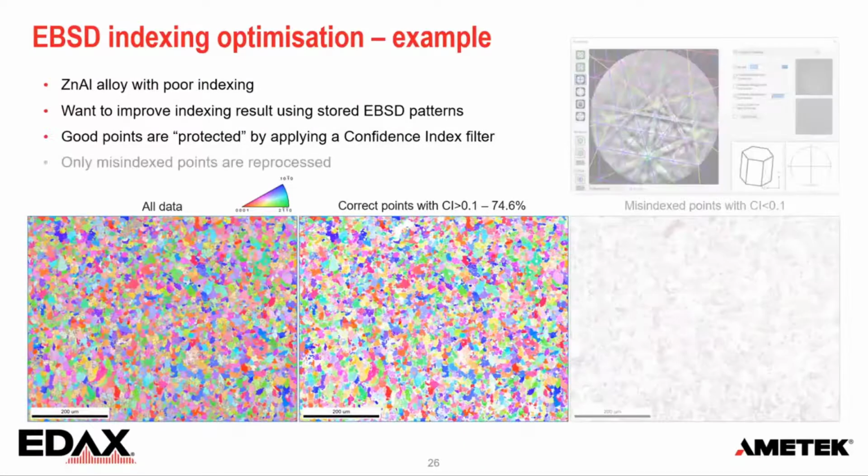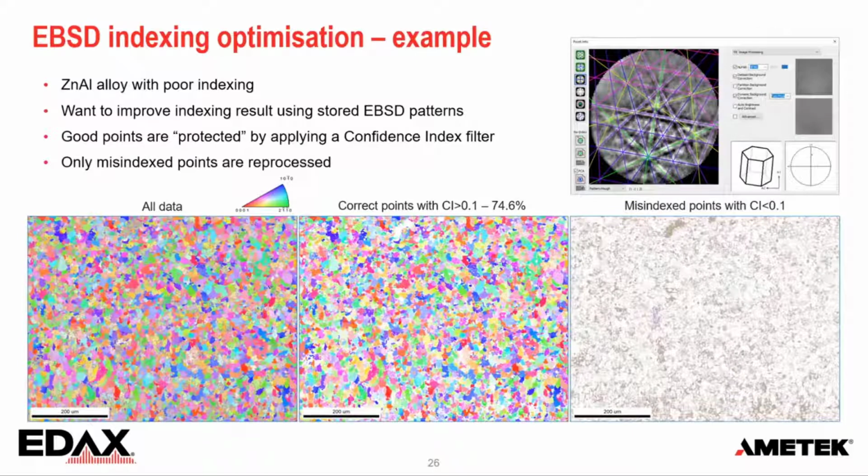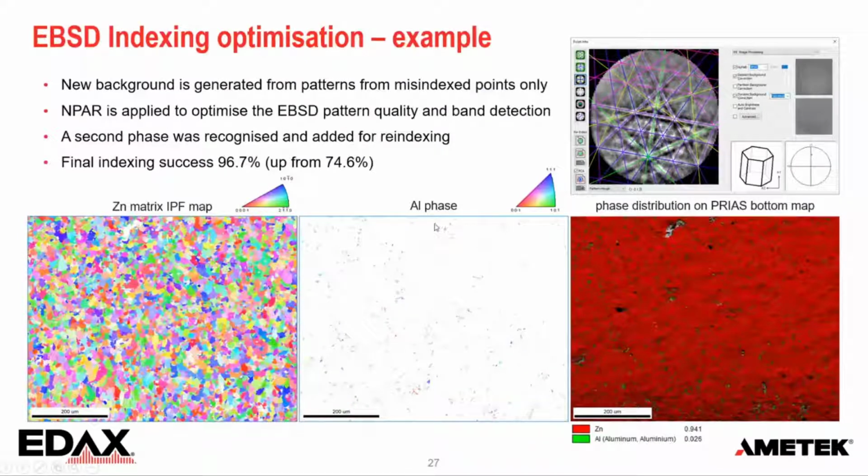I can then invert that filter and only show the bad points. Then I go to my reindexing. I can do any processing to the pattern that I want to, and I only modify the points that were misindexed in the first place. And when I do that, in this case, I can get the indexing success rate up to almost 97%.